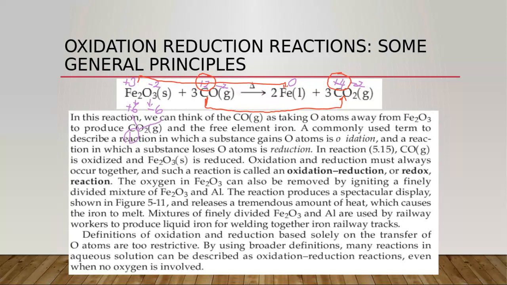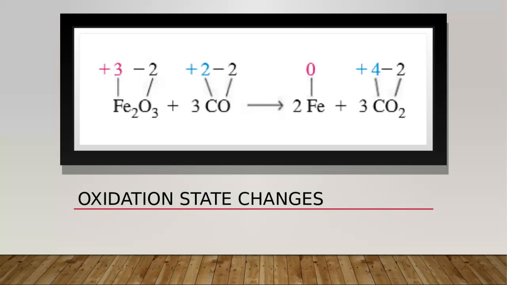Or we can call it that gaining oxygen atoms is oxidation, and a reaction in which a substance loses oxygen atoms is reduction. This is an example. Do you understand, is that clear or not clear? I think it is clear, because you know that. This is actually an explanation of what I was saying.